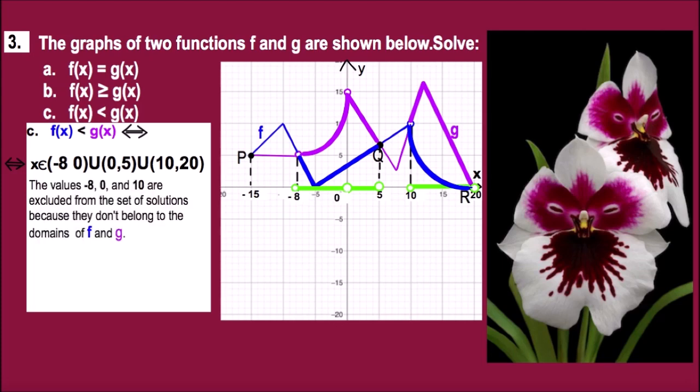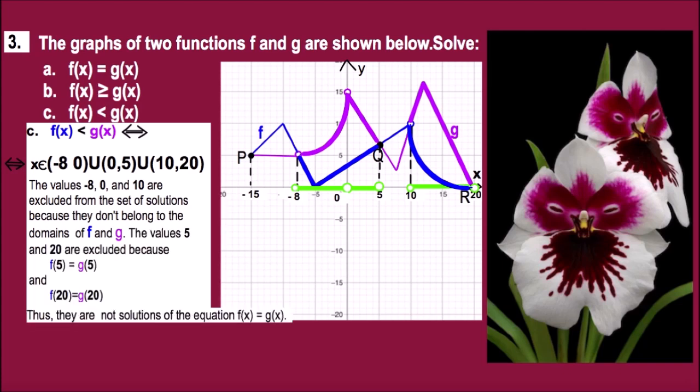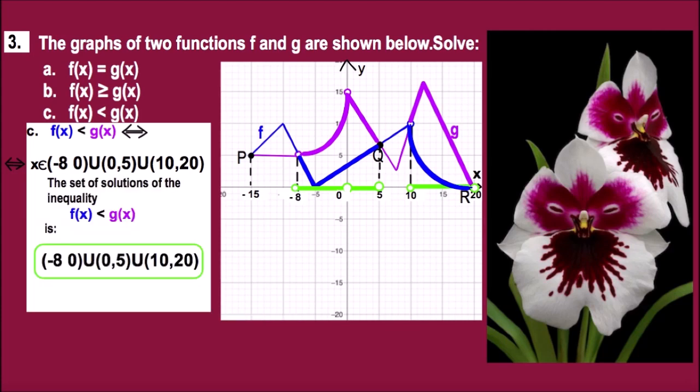The values -8, 0, and 10 are excluded from the set of solutions because they don't belong to the domains of f and g. The values 5 and 20 are excluded because f of 5 equals g of 5 and f of 20 equals g of 20. Thus, they are not solutions of the inequality. The set of solutions of the inequality f of x less than g of x is open interval -8, 0, united with open interval 0, 5, united with open interval 10, 20.